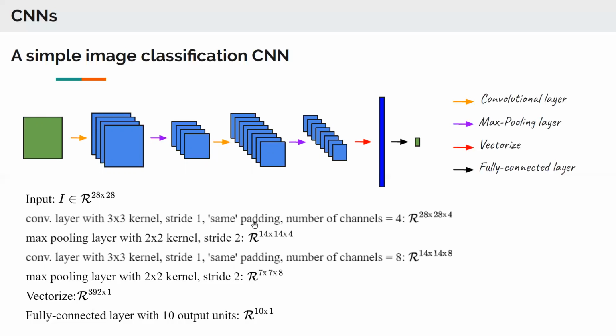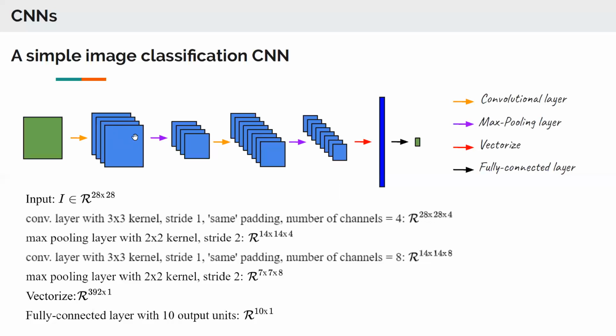Recall that if you have same padding and stride equal to 1, this will mean that the output size will be the same as the input size. So if the input is 28 by 28, the output is also 28 by 28. And since we chose the number of output channels to be 4, the entire output size is 28 by 28 by 4. Okay, so now on this output, let's apply a max pooling layer with a 2 by 2 kernel and a stride of 2.